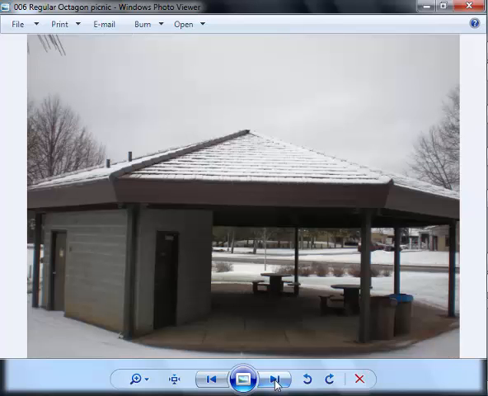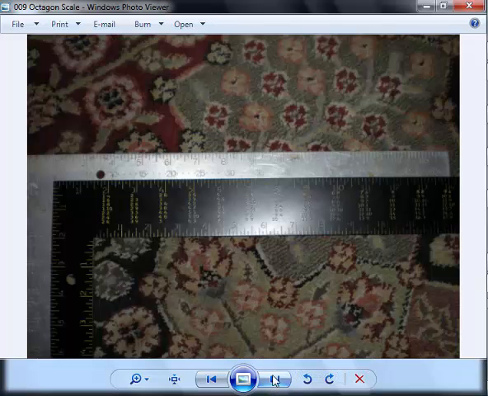This is another regular octagon, and if you look at it from underneath, you can see the octagon-shaped key piece right in the middle to which all 8 of the rafters are connected, which helps zoom in on the regularity. Interestingly enough, the floor drain of that gazebo is right underneath the top, and you can see that also is a regular octagon.